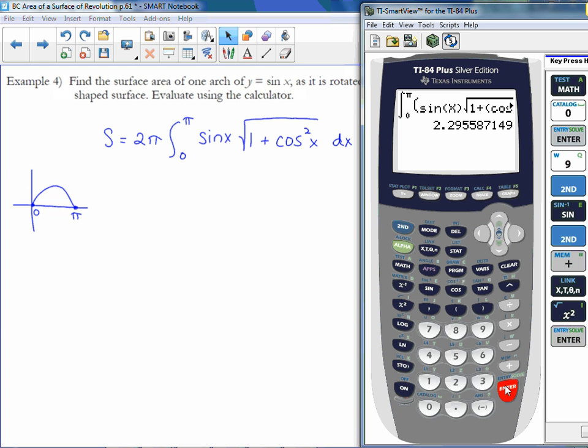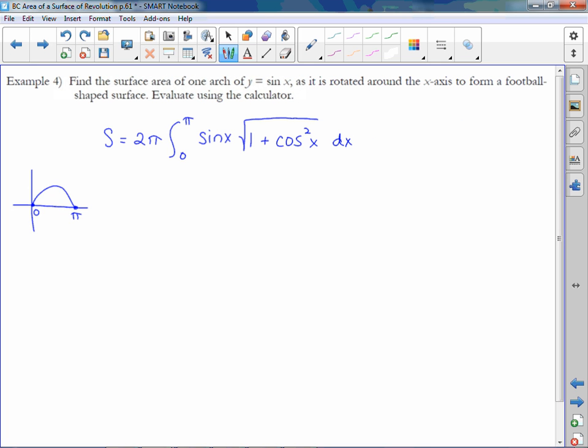And that is not what I have because I forgot to multiply it by the 2 pi. Okay, so let's hit times 2 second pi. There we go. Okay, 14.4. And generally with AP we want 3 digits, so 424, and we don't have any units.